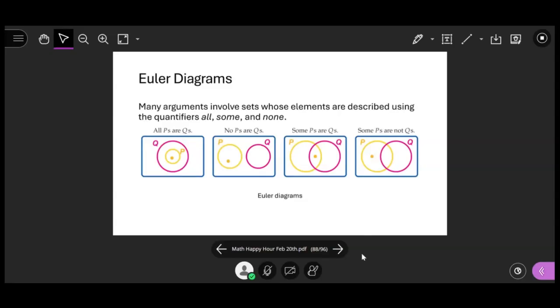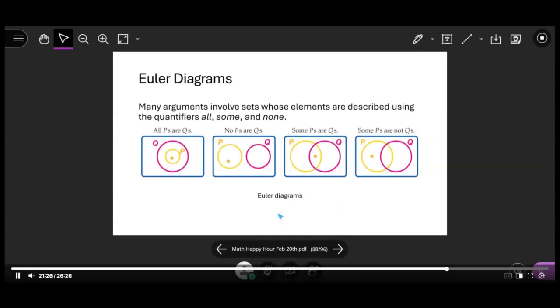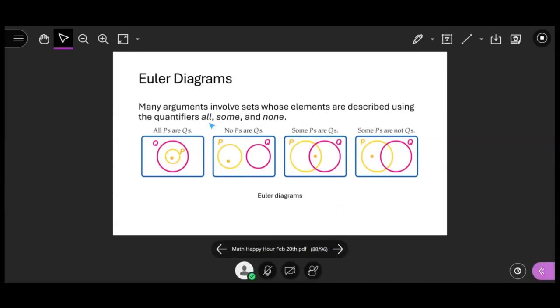Okay, the next thing is the Euler diagrams. So many arguments involve sets whose elements are described using quantifiers. So these were from the first section. So all, some, and none. So if we have all P's are Q's, that means that the P's, we would draw a circle to represent everything in P. And since all P's are Q's, we can draw a circle around the Q.